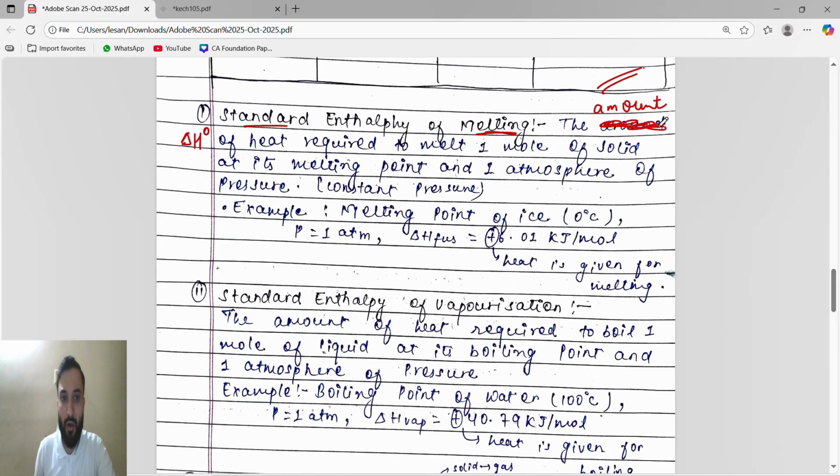Okay, now we have to write this standard enthalpy of melting. So the amount of heat, see, standard enthalpy of melting. Enthalpy means what? Heat required for melting. Enthalpy of melting means heat required for melting. Enthalpy of vaporization means heat required for vaporization. So standard enthalpy of melting means the amount of heat required to melt 1 mole of solid at its melting point.